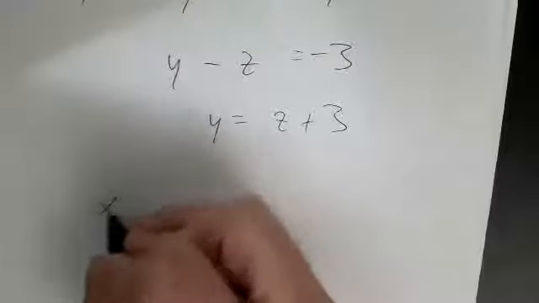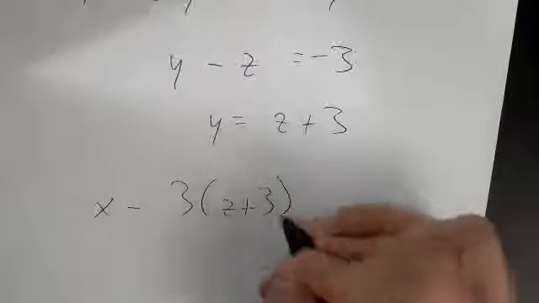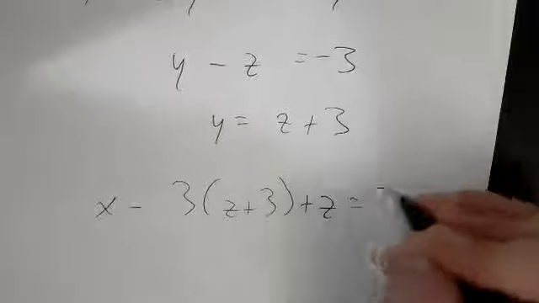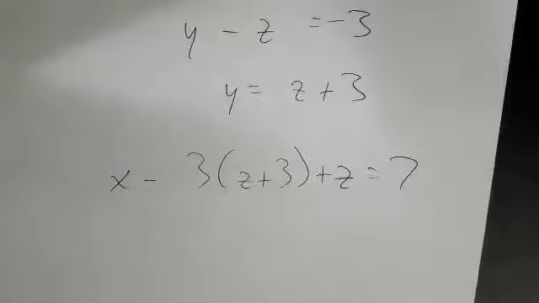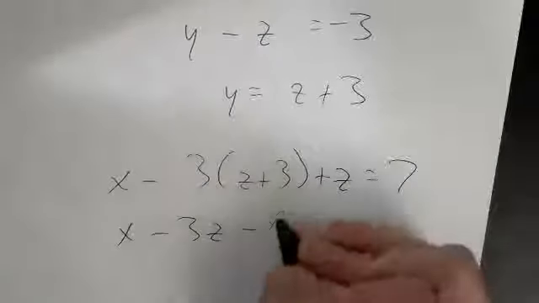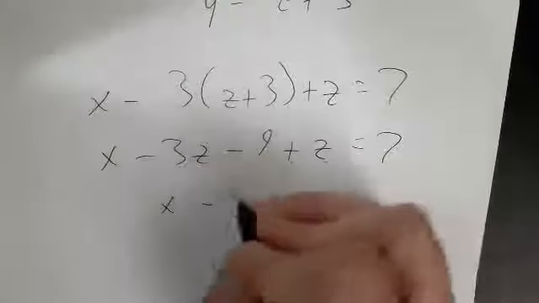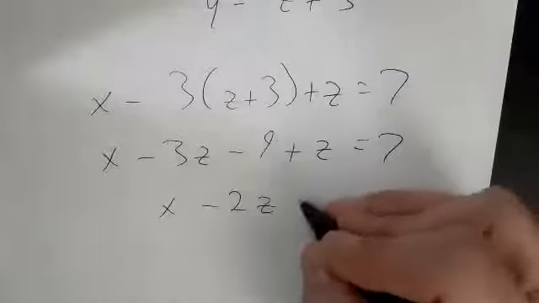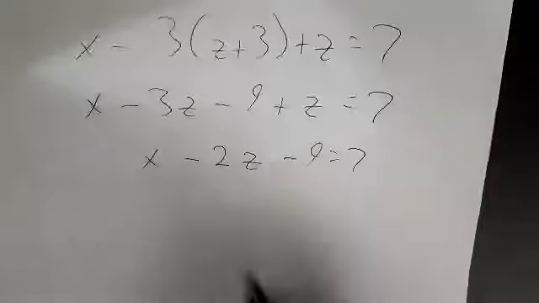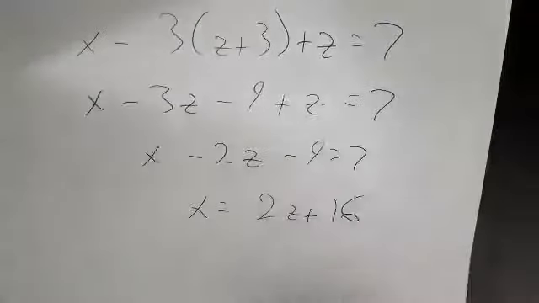And we want to solve for X in terms of Z. So minus 3 times Y, instead of Y I want to sub in Z plus 3, plus 2Z equals 7. And now I want to solve this for X. I got to do a little bit of distribution. X minus 3Z minus 9 plus 2Z equals 7. Add the 2Z and the 9 over. X equals 2Z plus 16 is what this is giving me.